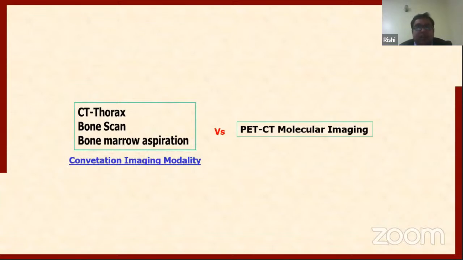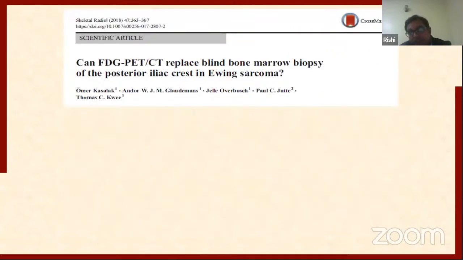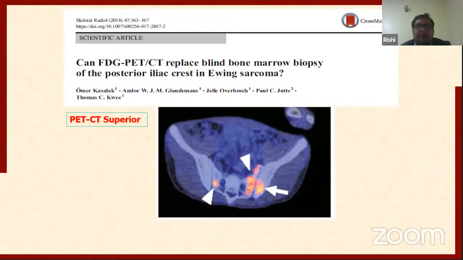And now, regarding bone marrow aspiration in Ewing sarcoma, a lot of papers are saying that in non-metastatic Ewing sarcoma, non-metastatic on chest X-ray or bone scan, the chances of bone marrow metastasis are very rare. And even if you want to do bone marrow biopsy, can PET replace bone marrow biopsy? Yes, PET is superior compared to blind bone marrow aspiration in case of Ewing sarcoma.